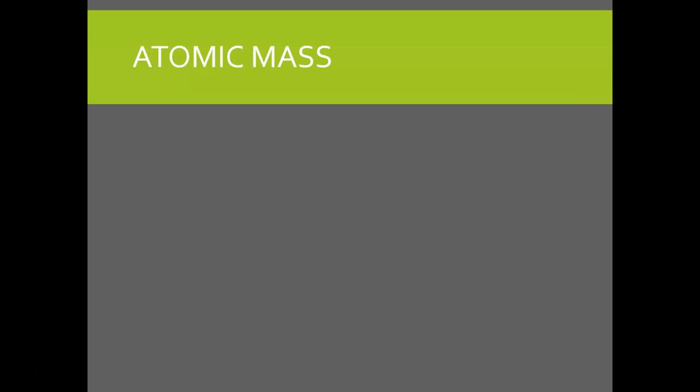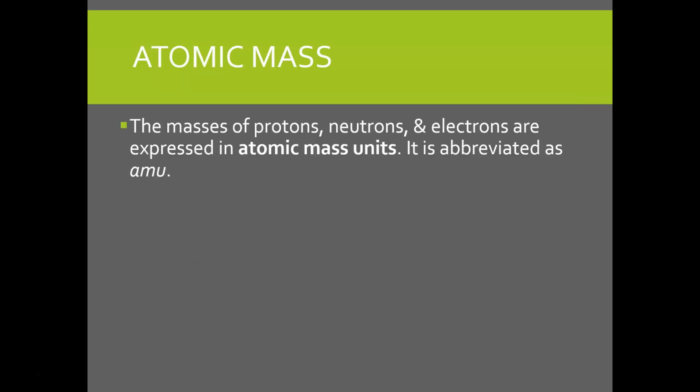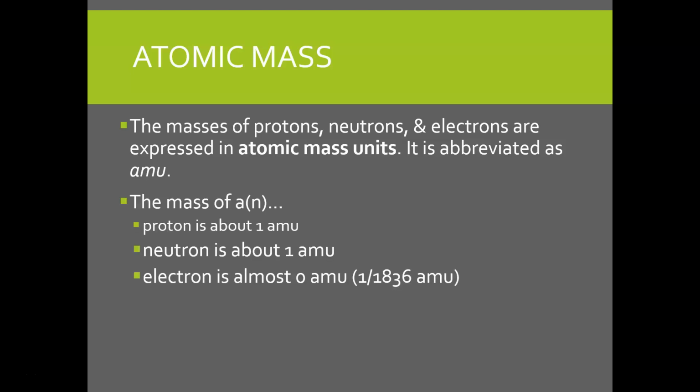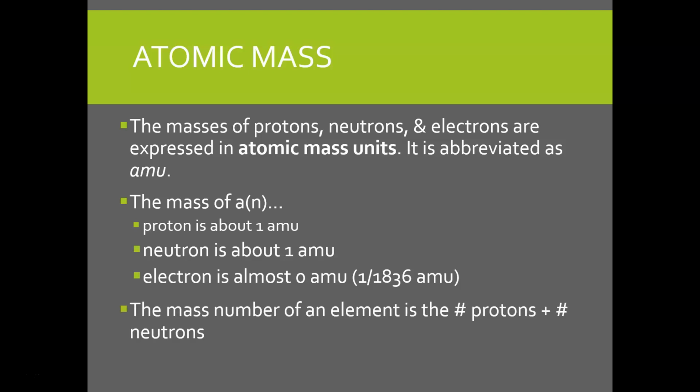So let's talk a little bit more about atomic mass. The masses of protons, neutrons, and electrons are expressed in atomic mass units, abbreviated as AMU. The mass of a proton is approximately 1 AMU. A neutron is also about 1 AMU. An electron is almost 0. It's 1 divided by 1,836 AMU, so really, really small. Remember, the mass number of an element is the number of protons plus the number of neutrons, because those are the only things that really have mass in our atom.